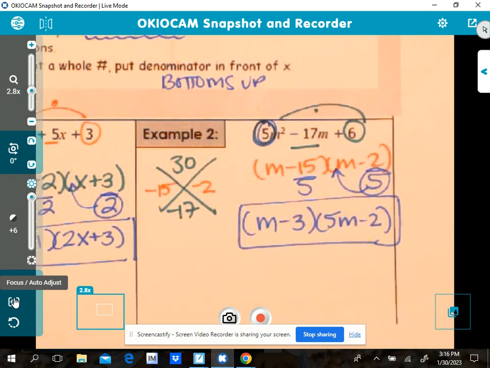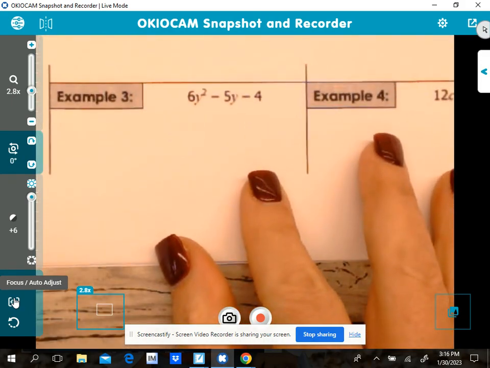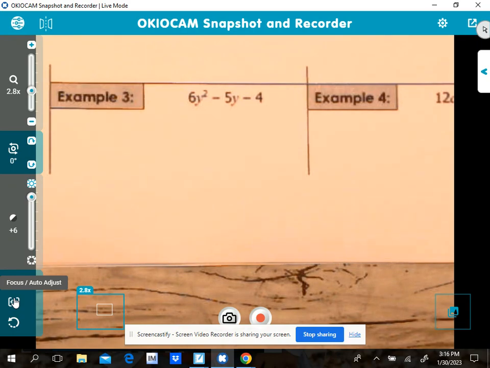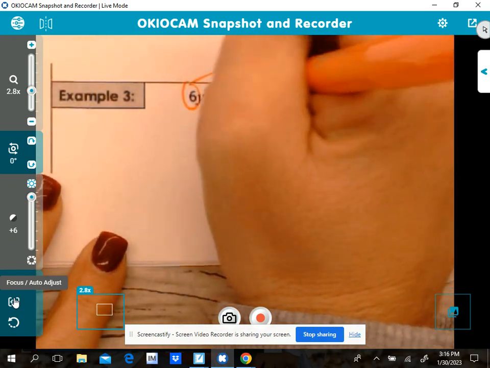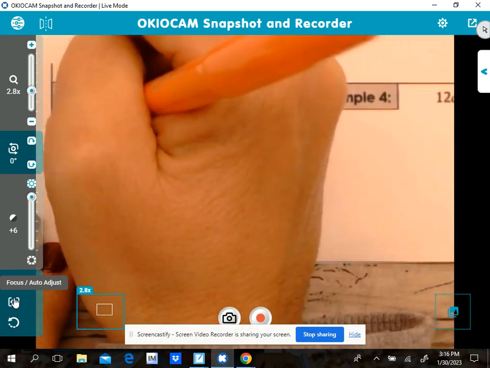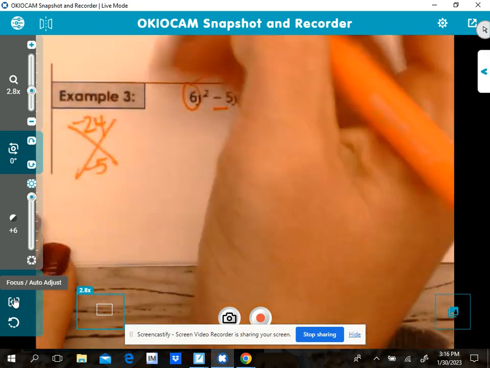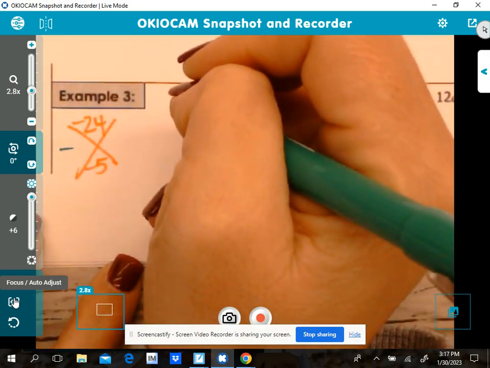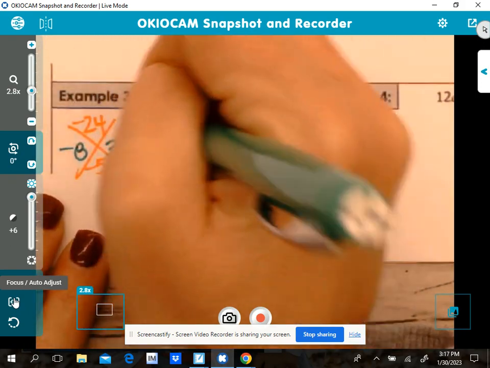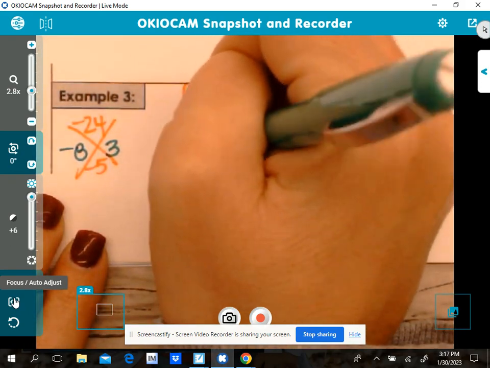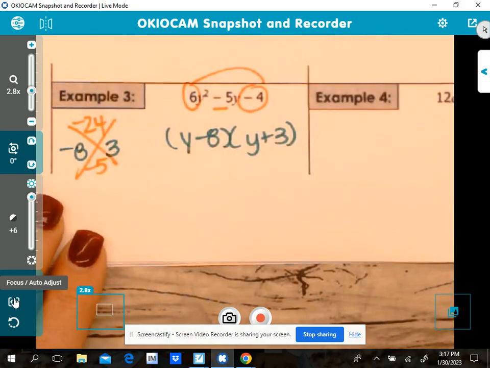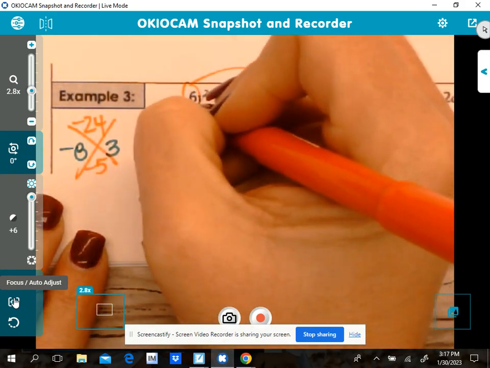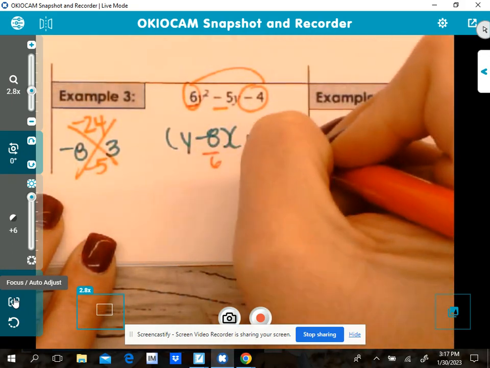So 2 more examples like this. Same thing on number 3, no GCF. So 6 times negative 4 is negative 24, and negative 5 is our bottom number. It's going to give me 2 sides of negative 8 and positive 3. So I've got y minus 8 and y plus 3. Our front number here is 6, so we're going to divide by 6.